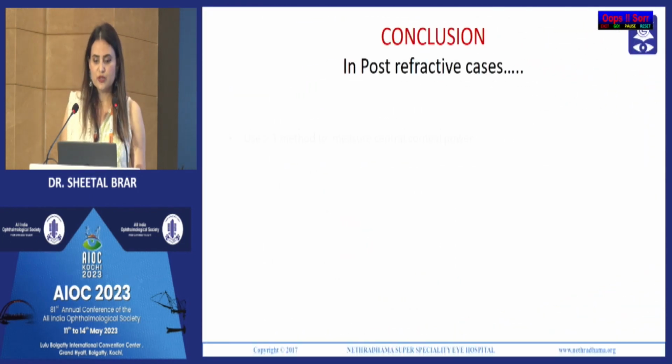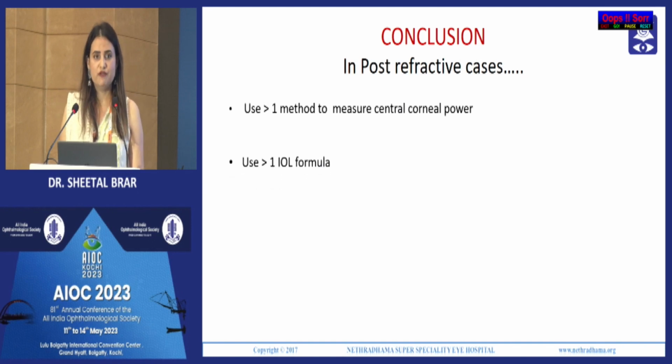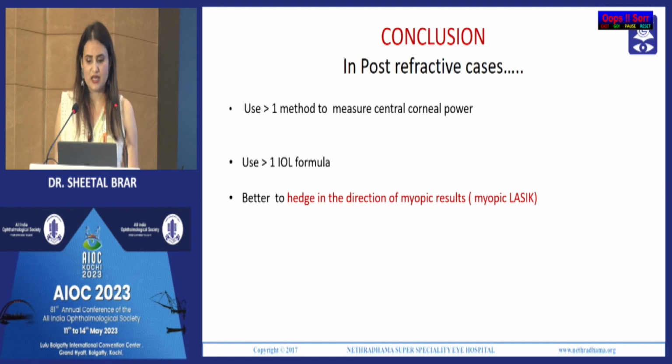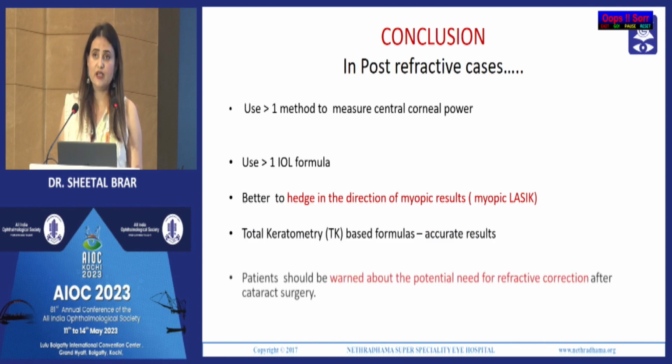So to conclude, in post-refractive surgery cases, use more than one method to measure the central corneal power, and use more than one formula to calculate the IOL power. It's better to hedge in the direction of myopic results in post-myopic LASIK eyes, and emmetropia or slight hyperopia in the hyperopic LASIK eyes. Total keratometry-based formulas provide better and more accurate results.